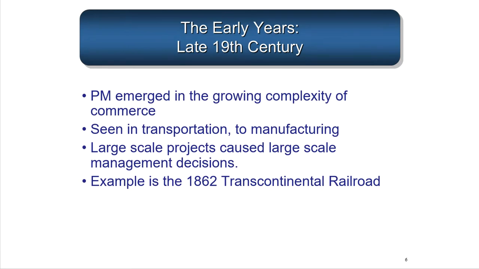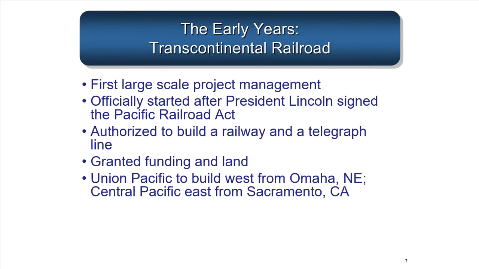Now, in the late 19th century, this would be the late 1800s, we see a growing complexity of commerce throughout the world. Now, this also is referring to the United States when we consider the Transcontinental Railroad. This was a major project to have the first railroad from coast to coast in the U.S. in 1862. This was after the Pacific Railroad Act. There was authorization to build a railway and a telegraph line, and there was funding granted. And it was very much managed as a project.